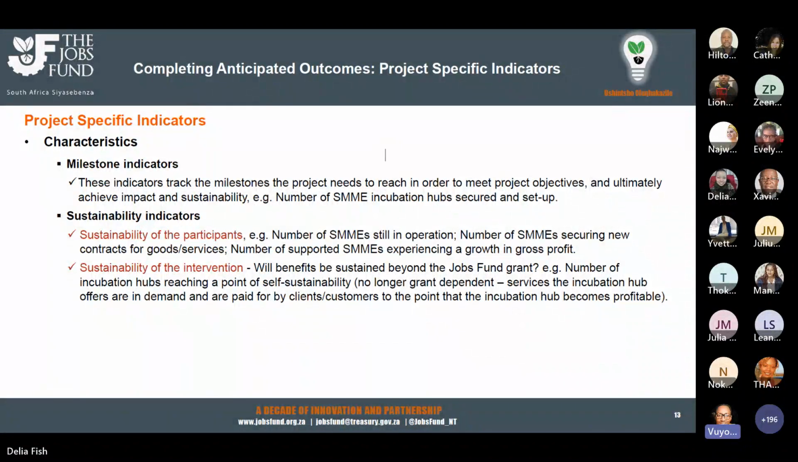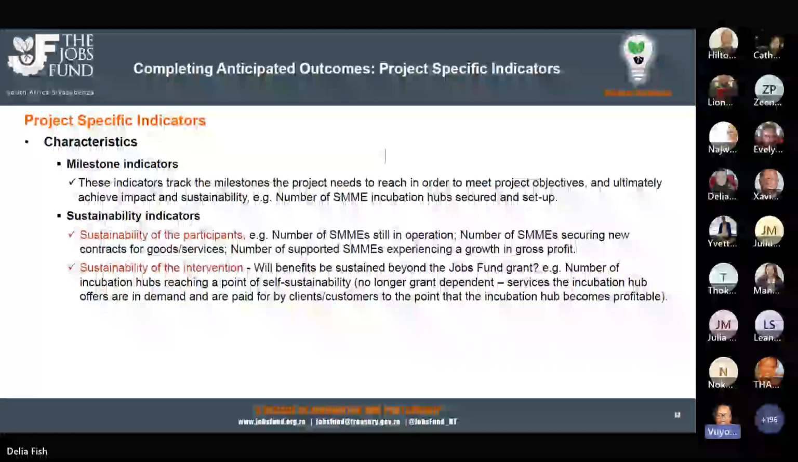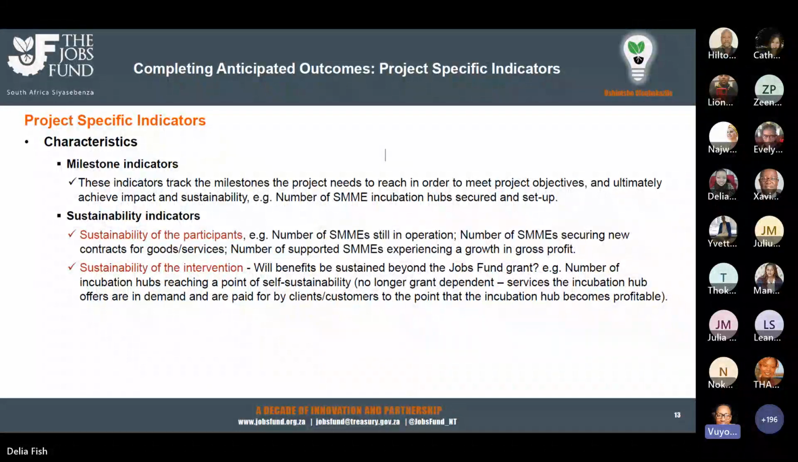Over and above the program level indicators that speak to new jobs created in the market, placements, short-term jobs and so forth, we also invite applicants to nominate project specific indicators.